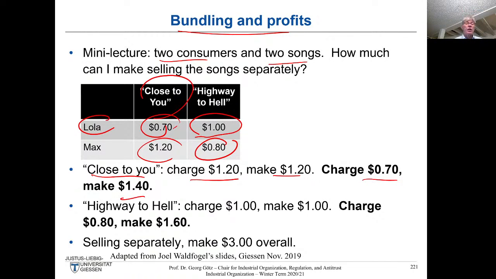And given that your marginal costs are 0, the point is that it's good to sell to both at the low price. Similar for Highway to Hell. Again, you want to sell it at the low price of 80 cents, the lowest willingness to pay here, and you make $1.60. So $1.40 plus $1.60 is $3 you make from these two consumers.